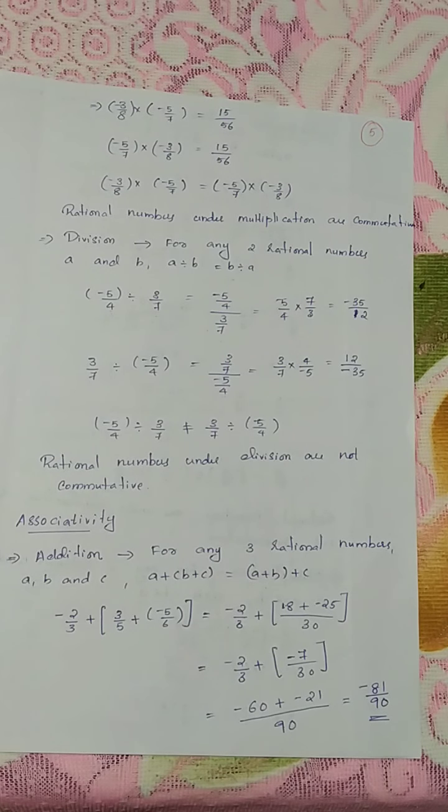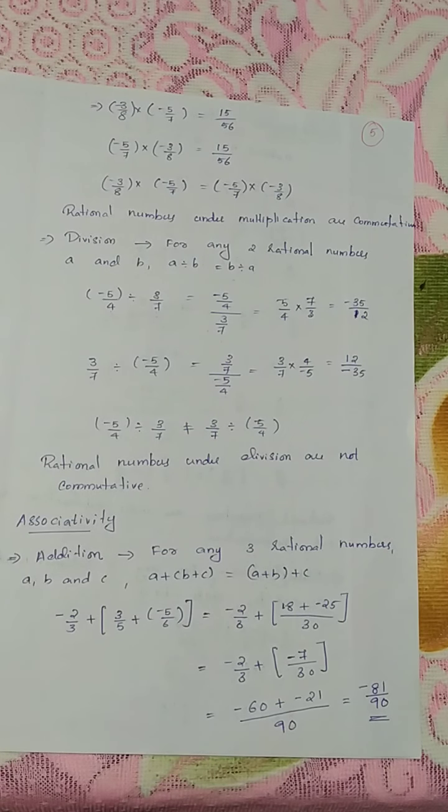You have already studied two properties of rational numbers, that is commutative property and closure property. Closure property is satisfied in case of addition, subtraction and multiplication, but in case of division, closure property is not satisfied. Also, commutative property is satisfied in case of addition and multiplication. In case of subtraction and division, commutative property is not satisfied.